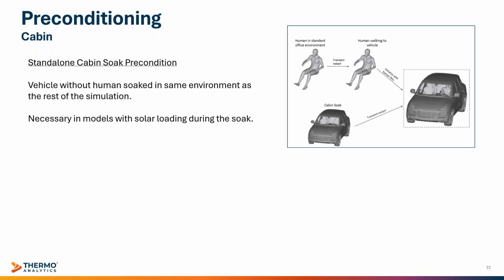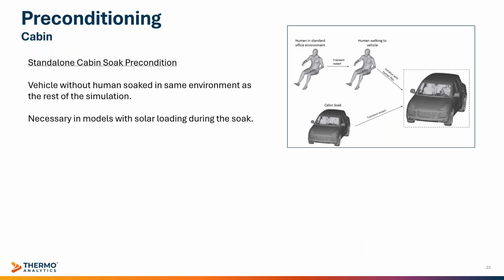Our last step in model setup is to consider what the starting temperatures of our human and our vehicle should be. The temperatures chosen at the start of a transient simulation are going to have a significant effect on the results throughout the simulation. Picture a hot summer day. If you enter a vehicle that's been parked out in the sun, it's going to start hotter and take longer to cool down than if you had parked that car in the shade.